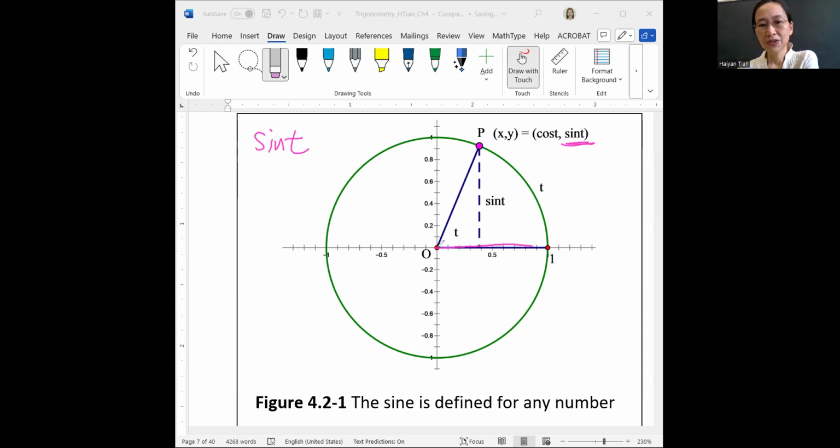Let's see when t is 0. When t is 0, the terminal side and initial side overlap, and the y coordinate is 0. Now when t is bigger, let's imagine another t, just increase. This is a different t. Then the y coordinate of this t, because the point is here, will be the sine value. You see, it's positive. So that's the sine of t. It is positive.